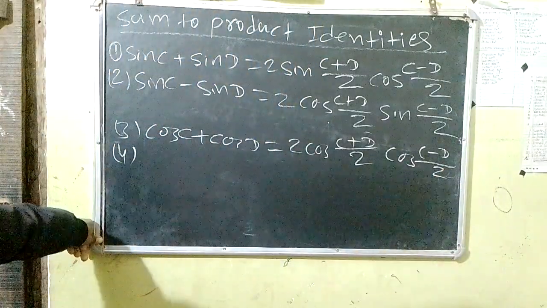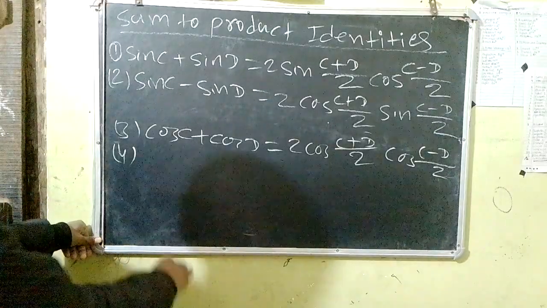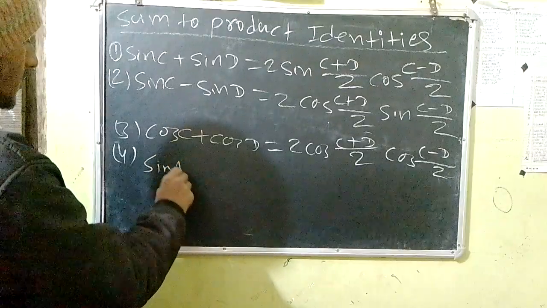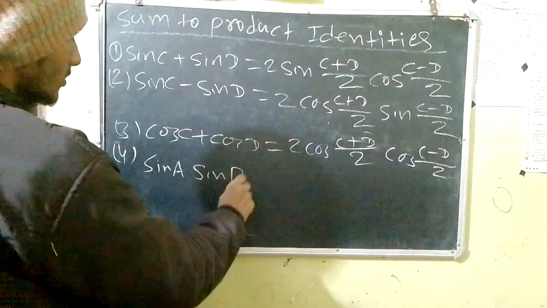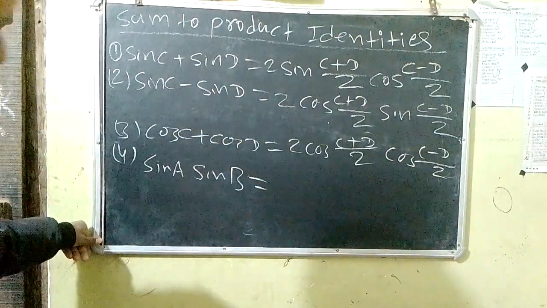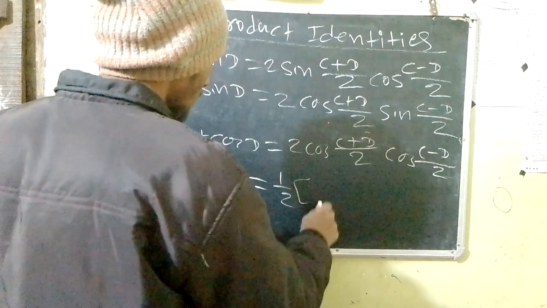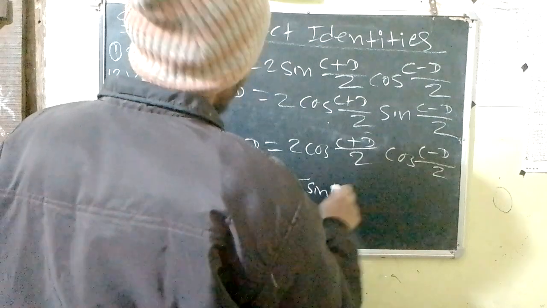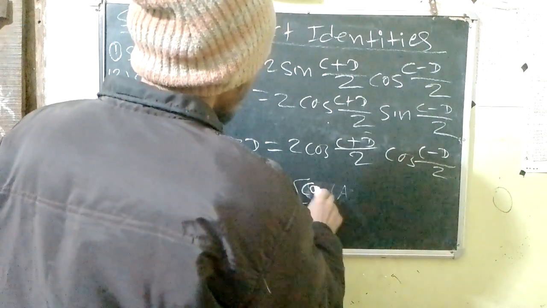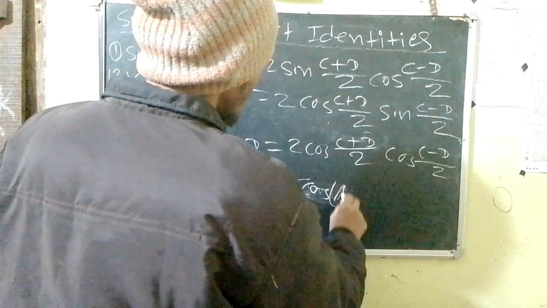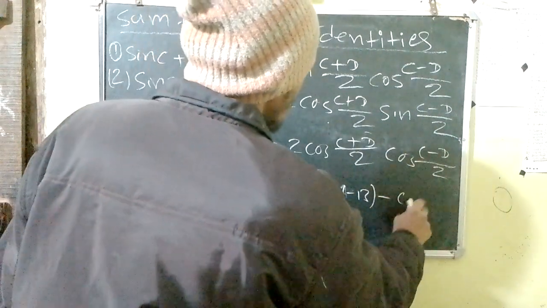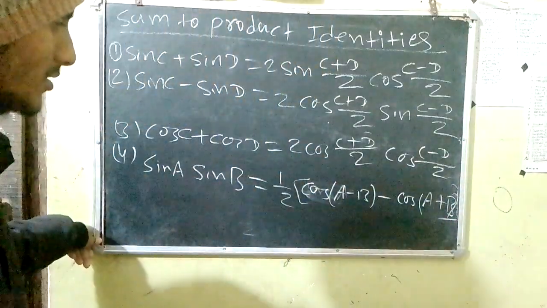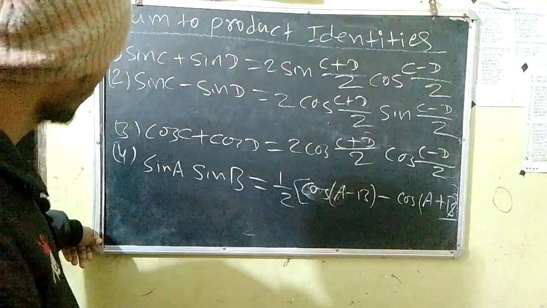Okay, let's talk about the fourth identity. To prove the fourth identity, what are you going to use? Let's prove it. You're going to use what sine A sine B is equal to. This is half times, what is that equal to? Not sine, it should be cosine. Cosine A minus B minus cosine A plus B. I hope I've written the correct identity. If I haven't, it will become obvious right now.